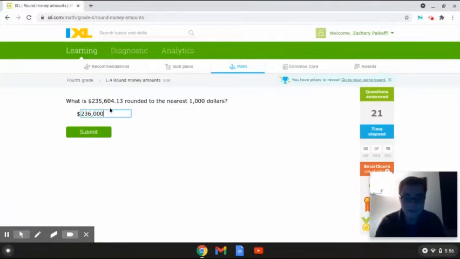So the answer for this problem is $236,000 because we took a look at the key digit, which was 5, and saw that the number next to it was bigger than 5, so we rounded it up and it became $236,000. And that is how to solve this problem. So let's hop on to another one.